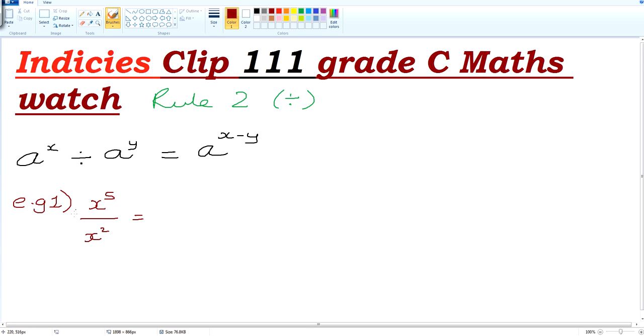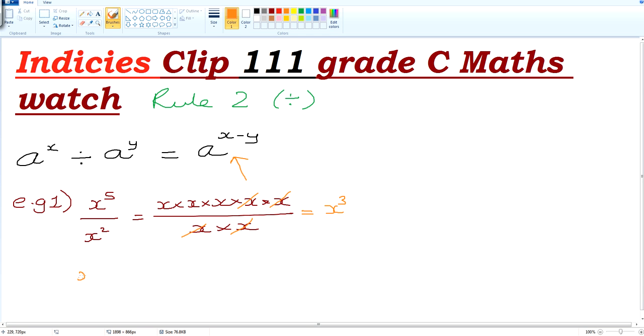Now, if I want to show you the theory behind it, it would look like this. We have 1, 2, 3, 4, 5 of them, and on the bottom we have 2 of them. So I'm actually showing you the theory behind where the minus rule comes from. If you have 5 of them at the top, 2 of them will cancel with the 2 from the bottom. So how many do we have left on top now? 3.